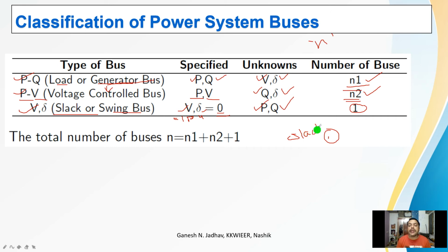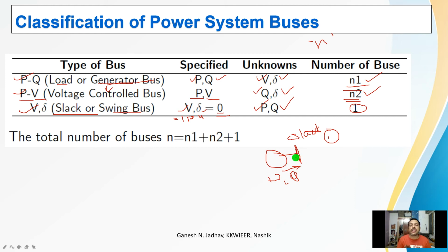Okay, in the slack bus, as the delta angle is 0 and V is 1 pu, its voltage and angle is always fixed. It is able to supply the required infinite active power, and it may supply any amount of P and Q to that bus. So hence it is a reference bus or slack bus.